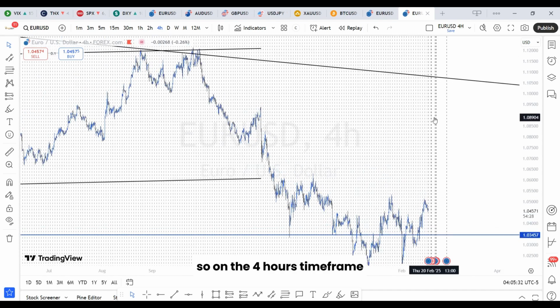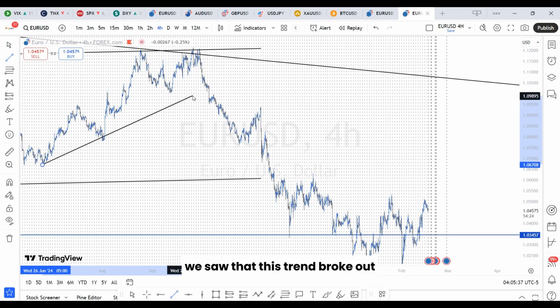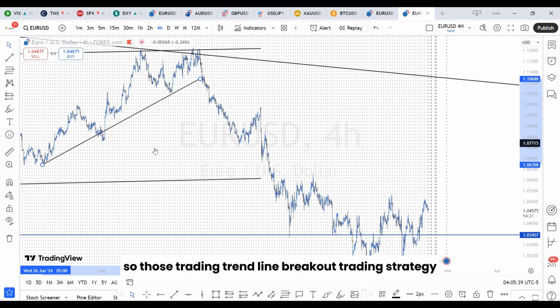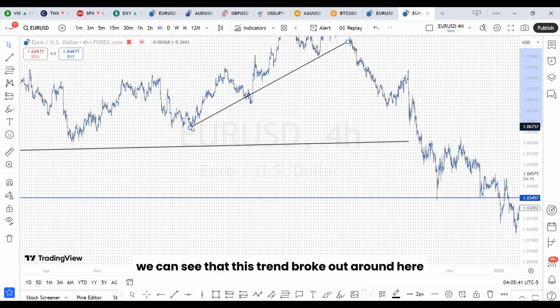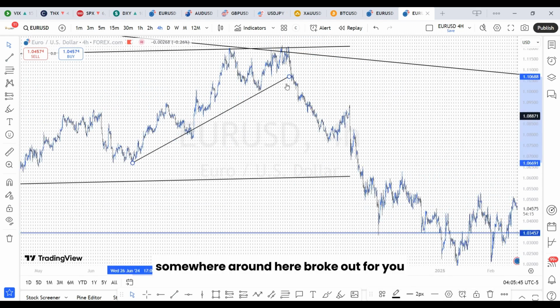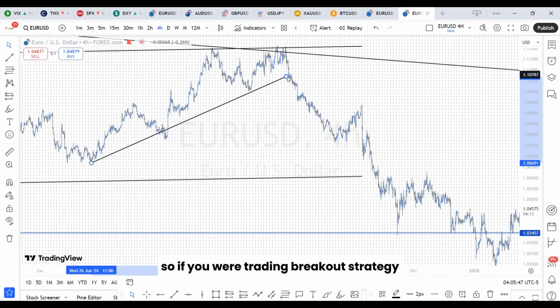So on the 4 hours time frame, what can we see? We saw that this trend broke out. So those trading trend line breakout trading strategy, you can see that this trend broke out around here, somewhere around here, broke out for you. So if you were trading breakout strategy, you would have been able to trade this trend line breakouts from here.